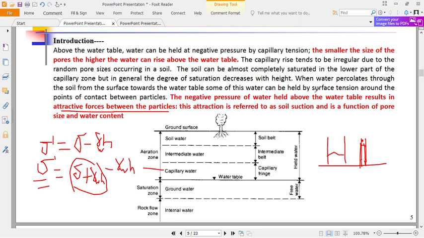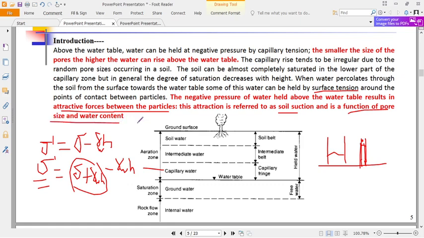Now, this surface tension brings about what we call cohesion. That's why when you wet clay, it becomes highly cohesive, because the surface tension between those small particles at the points of contact brings about that attractive force. And this negative pressure of water held above the water table results in an attractive force between particles. This attraction is referred to as suction, and it is also a function of pore size. You understand?